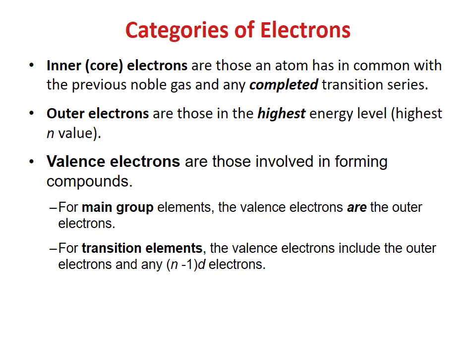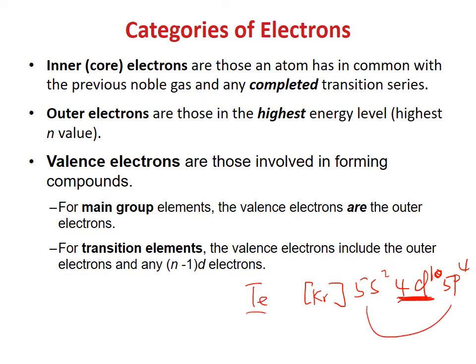For example, technetium, the electron configuration krypton 5s2, 4d10, and 5p4. So note that the d orbital is full, 10 electrons. So these are not counted as valence electrons. So for technetium, the valence electrons are 2 of the s orbital, 4 of the p orbital, and that's 6 valence electrons.